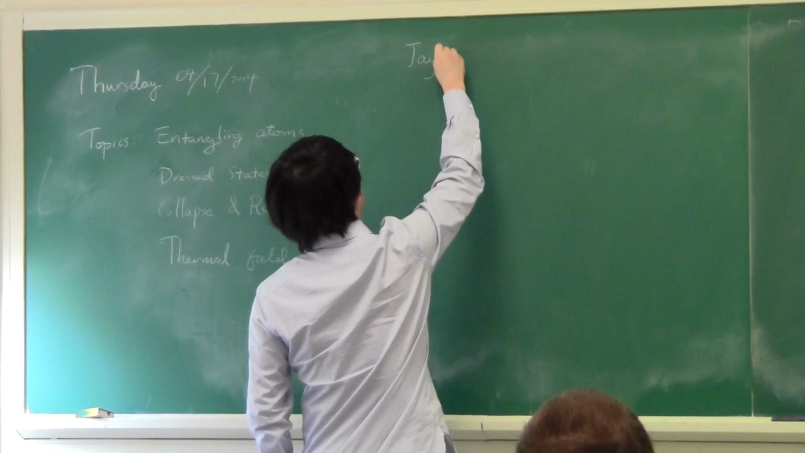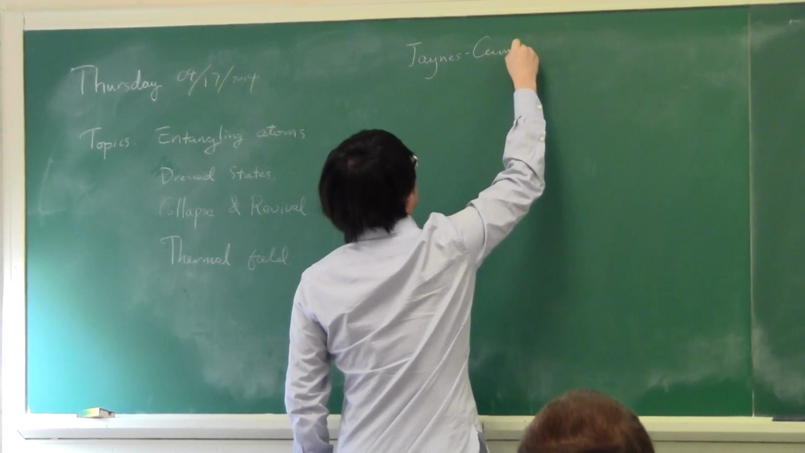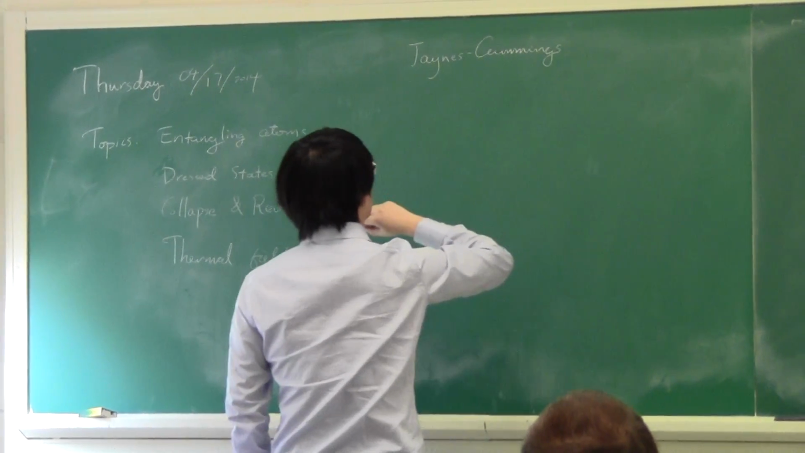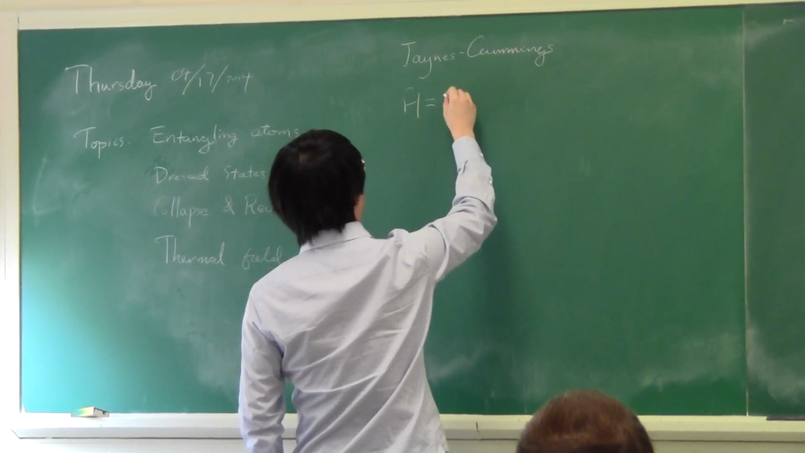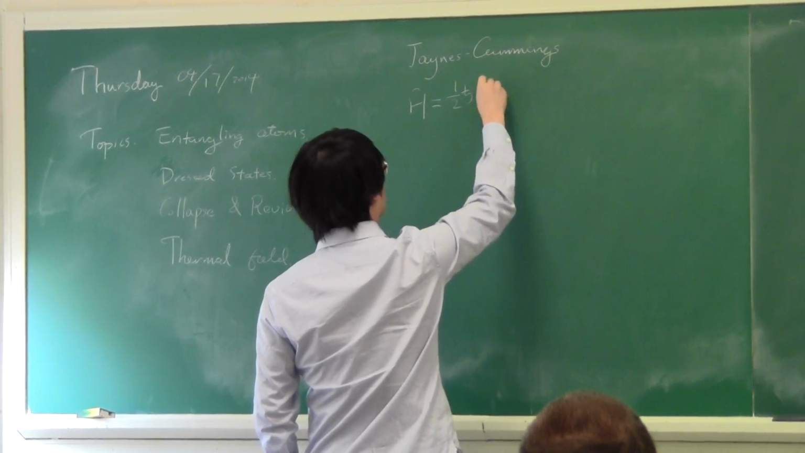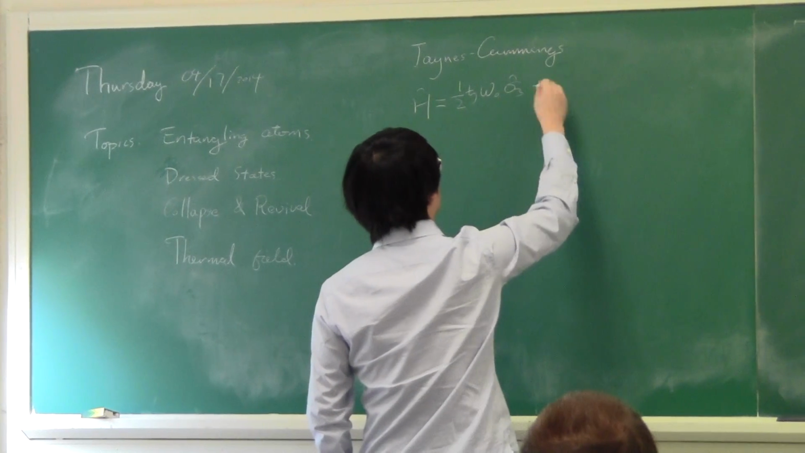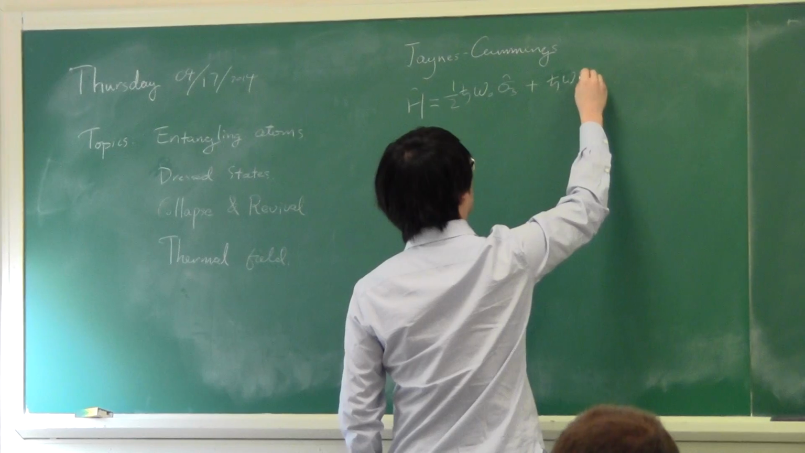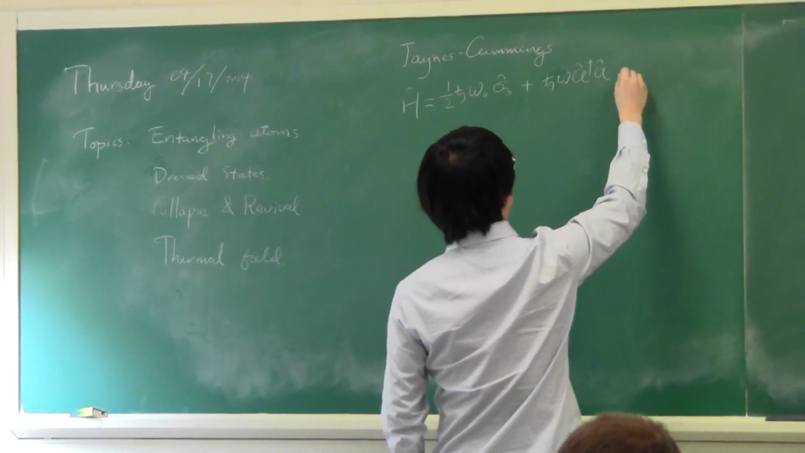This is a recap from last time. Okay, and the Hamiltonian looks like this. We write down the atomic part, by choosing the zero of energy, we can write it like this. And then the field part. And then there's this interaction part.